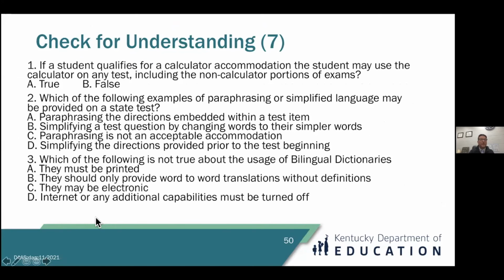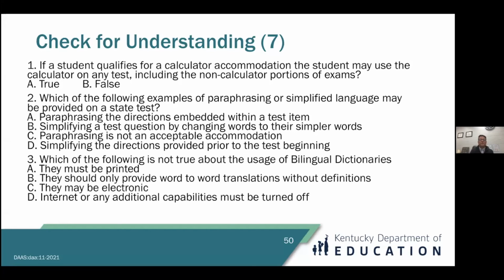We're going to check for understanding on section 7 as we move through here. If a student qualifies for a calculator accommodation, the students may use the calculator on any test, including the non-calculator portions of the exam. Is this true or is this false? The answer is A, it is true. If the student qualifies for a calculator, they are permitted to use it on any non-calculator portion of the exam.